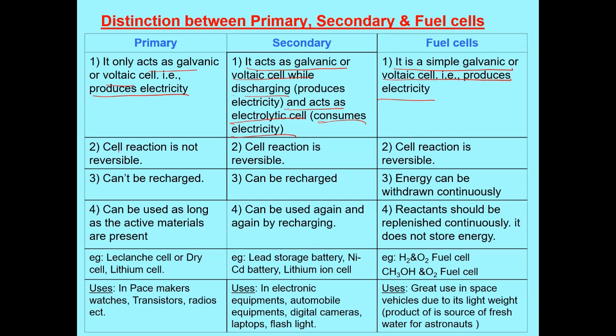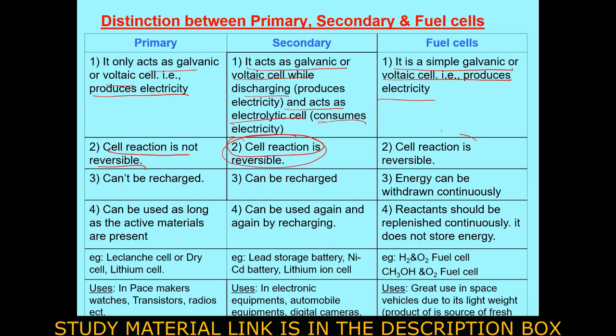Now, in case of primary cell, the reaction is not reversible, as I have already mentioned. It is having one-time usage. When the chemical energy is converted into electrical energy, you have to discard the cell. Now, in case of secondary cell, the cell reaction is reversible. Here also in the fuel cell, the cell reaction is reversible in nature.